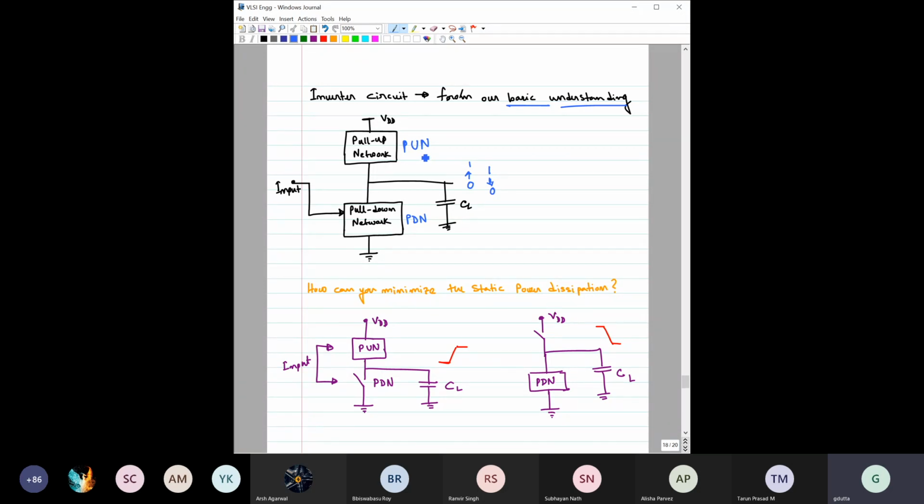So far in our discussions we have considered the load, and this is considered the driver, but it can happen that the input is not only driving this lower part. The input can drive this one as well.